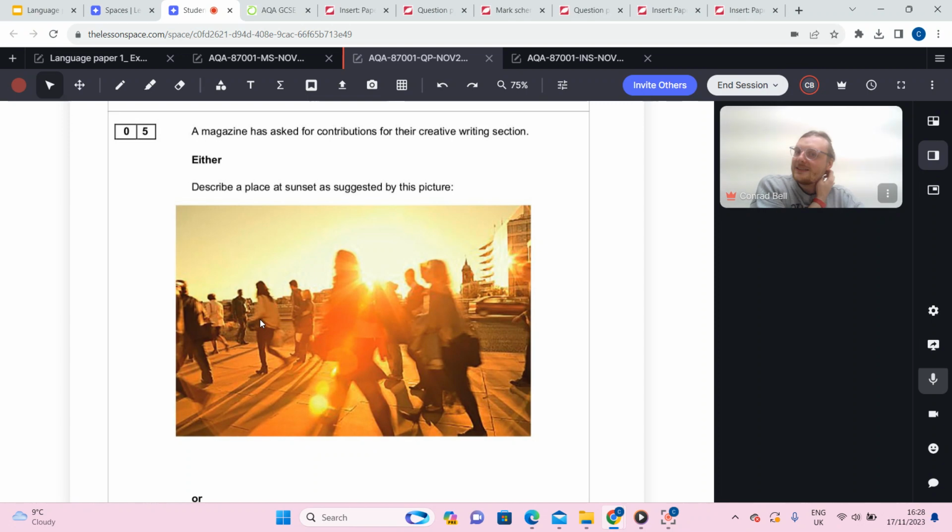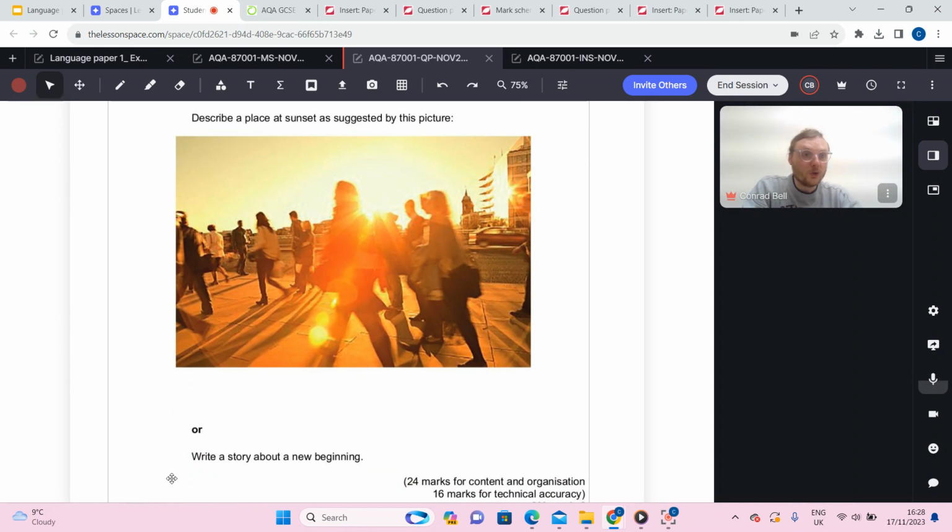Because describe a place at sunset, as suggested by this picture. These ones are a little bit more specific, so you've got to think on your feet a lot. And yeah, you can use a picture to help you, and you have those writing techniques in your head. You could write a better one of these in the time you have. Like, it is hard to write a good whole story in the time you've got. But, like I said, if you plan it beforehand, then you're fine.